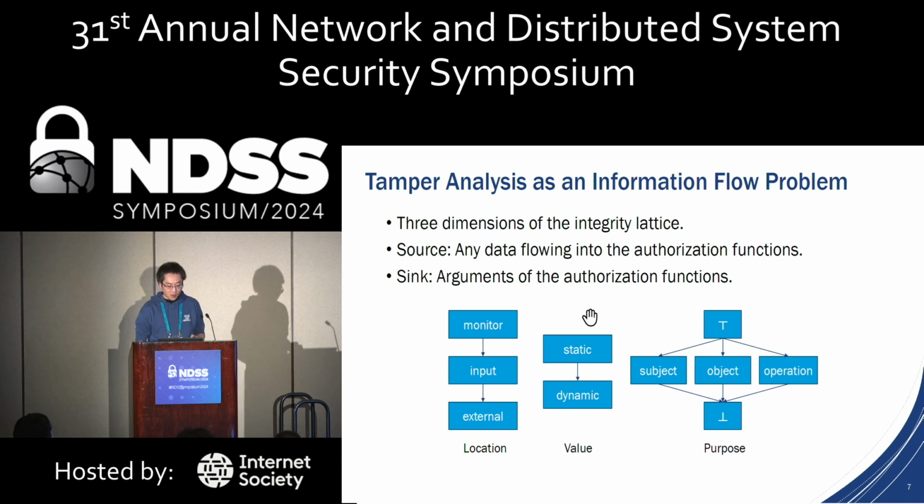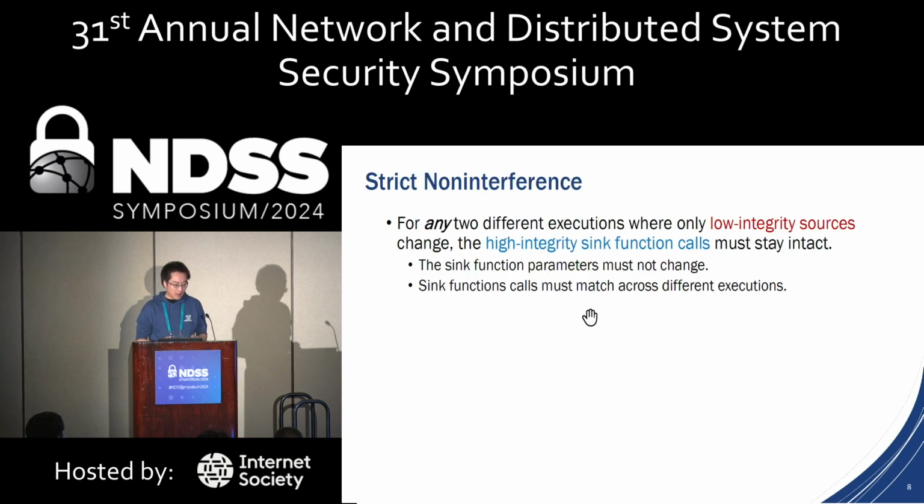We define the source of the information flow as any data flowing into the authorization function, either explicitly or implicitly. On the other hand, the sinks are the arguments passed into the authorization functions. We apply the non-interference property to the information flow problem and form the following requirement. For any two different executions of a hook function call, where only the low integrity sources change, the high integrity sink function calls must stay intact.